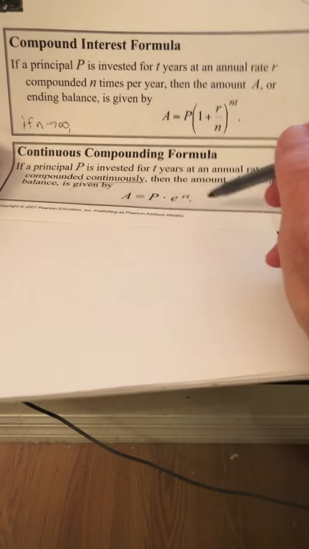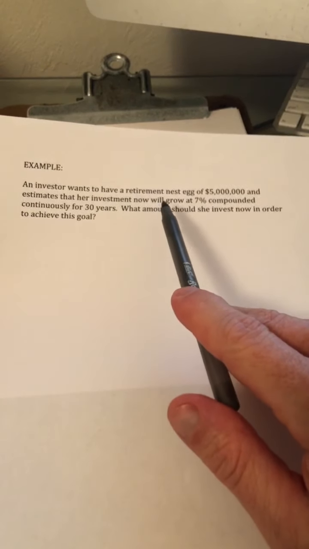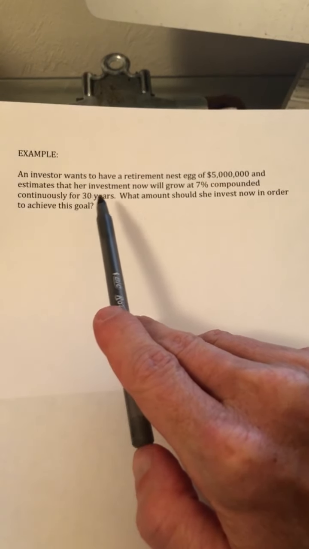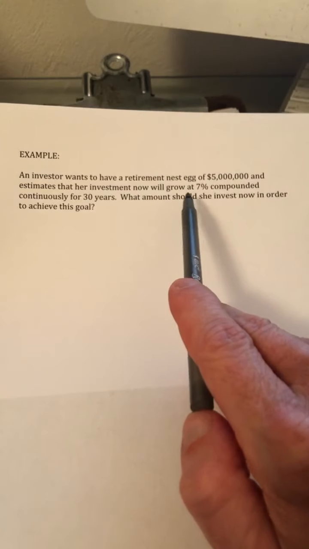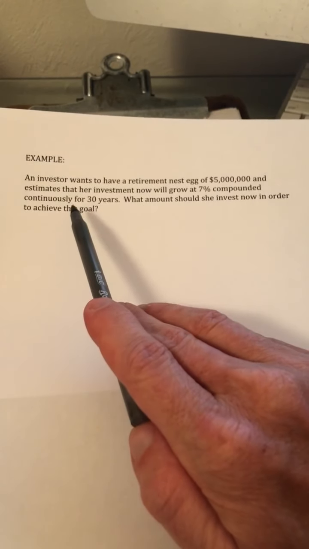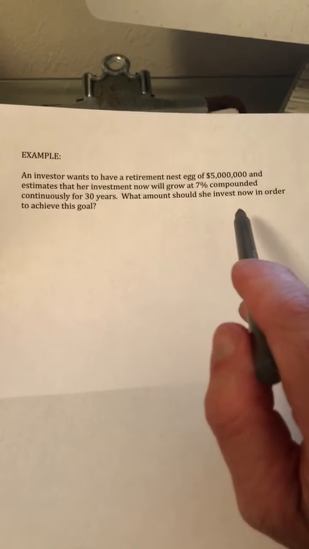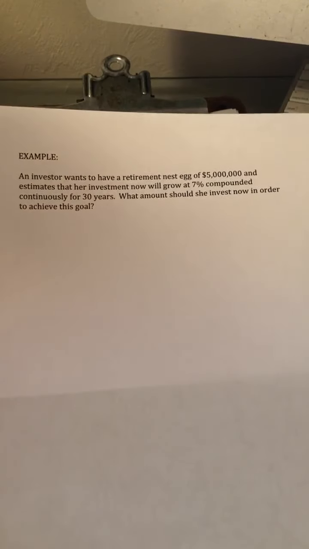So what we're going to do is a problem that requires that formula. So for example, an investor wants to have a retirement nest egg of $5 million and estimates that her investment now will grow at 7% compounded continuously for 30 years. What amount should she invest now in order to achieve this goal?